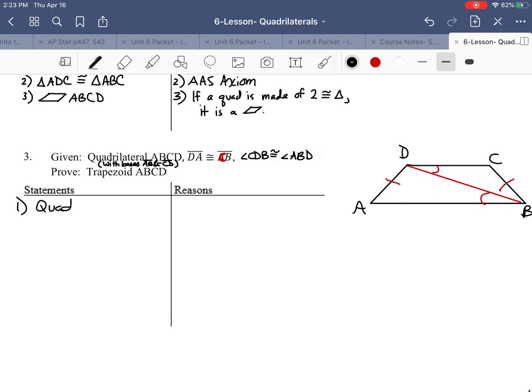So we have quadrilateral ABCD with bases. If it's going to be a trapezoid, those bases need to be parallel, AB and CD. We also know that DA is congruent to CB.